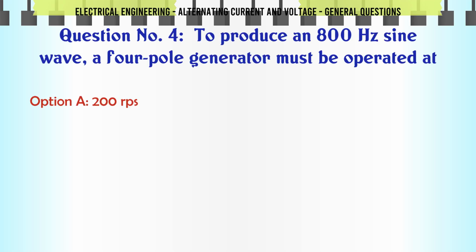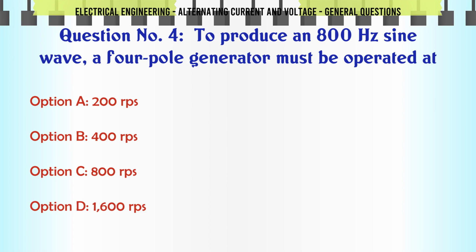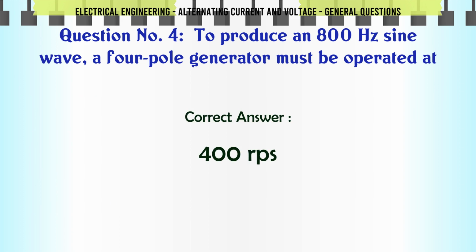To produce an 800 Hz sine wave, a 4-pole generator must be operated at A, 200 rps, B, 400 rps, C, 800 rps, D, 1600 rps. The correct answer is 400 rps.